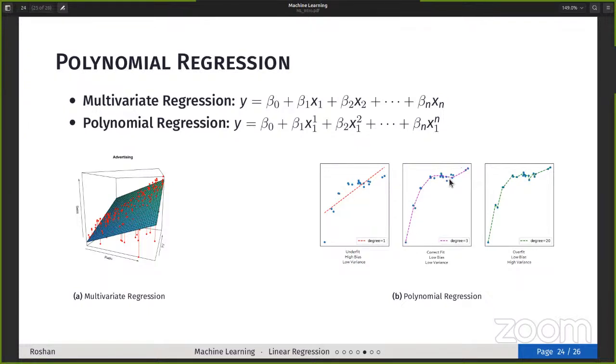And if you have data like this, if I expand it to degree 3, I get a curve like this. And if I extend it to degree 20, I get a curve like this that goes through every point in the training data set. In this case, which do you think is a better model? Should it be degree 1, degree 3, degree 20?